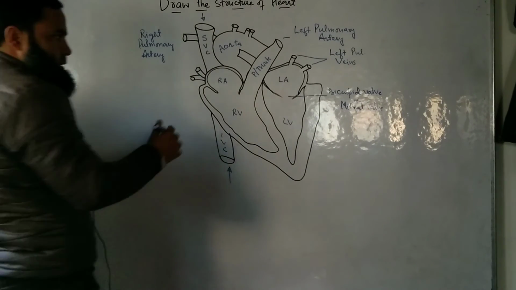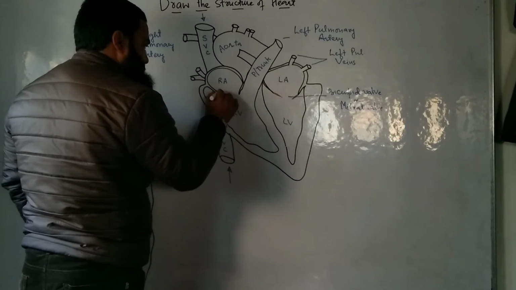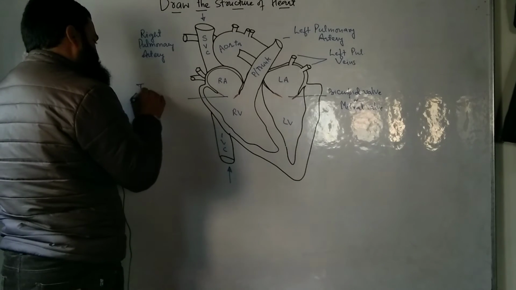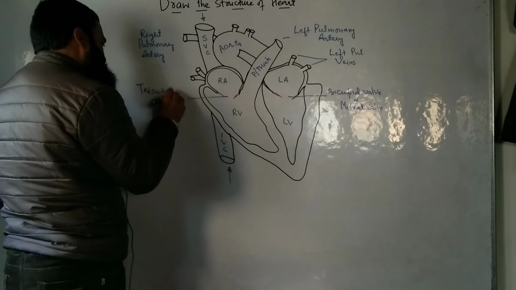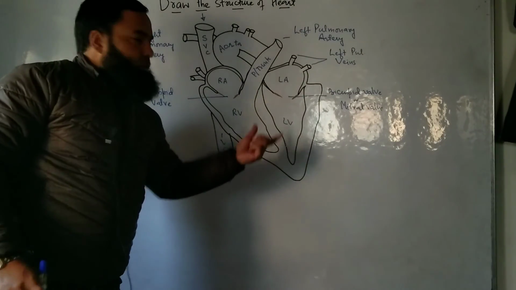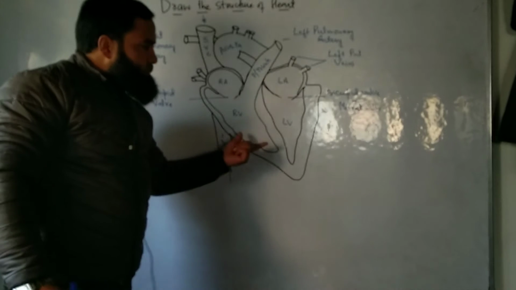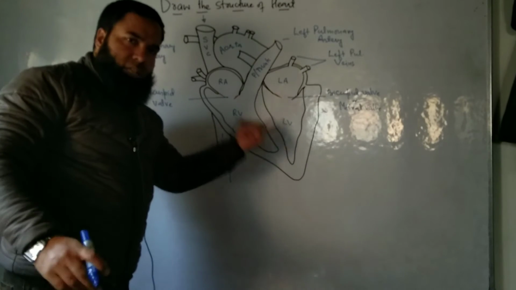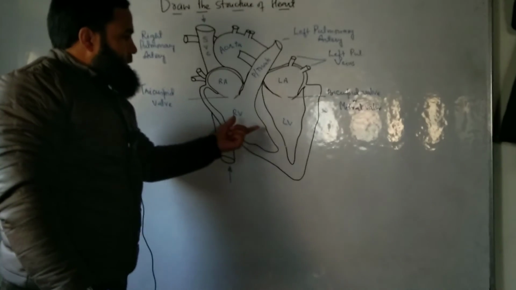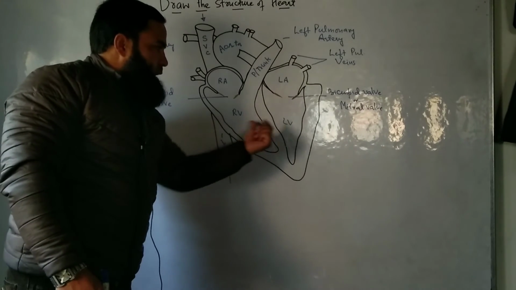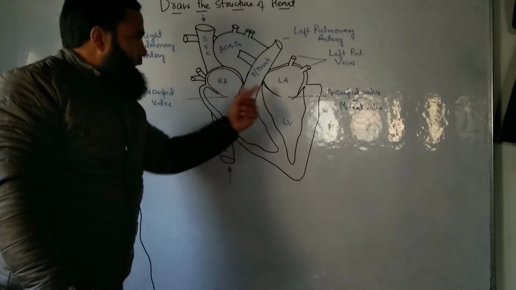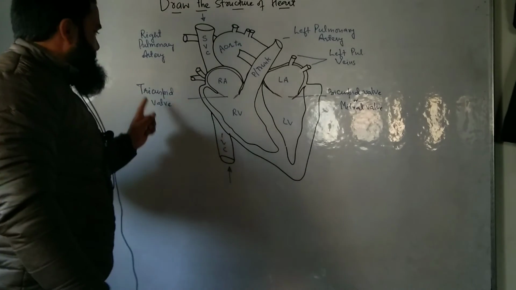On the right side, here is tricuspid valve. What is the function of bi and tricuspid valve? It prevents the backflow of blood from the respective ventricles into the respective atria. Once again, I will tell you. The blood which goes inside the right and left ventricle doesn't go into the right and left atrium respectively because of the presence of bi and tricuspid valves.